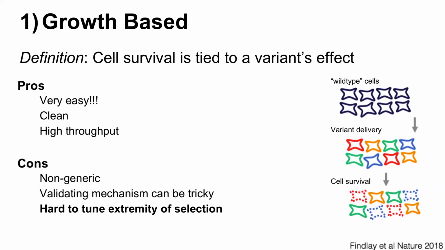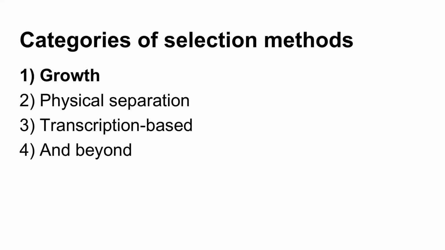And the cons, though, of course, are that this is usually going to be specific to your gene of interest, or if it's a synthetic system, it's going to require some sort of setup. So it's a non-generic assay. Also, validating this can potentially be tricky. Is your target gene truly causing the cells to die? A lot of things can cause the cell to die. So it's going to require some sort of orthogonal validation. And it can also be hard to tune extremity of selection. Often the phenotype that you get off the shelf is what you're going to be working with. And this can sometimes be sort of a more binary assay. So you can't necessarily tune and optimize the degree of selection you're working with. Okay, that's just the quick summary for growth.